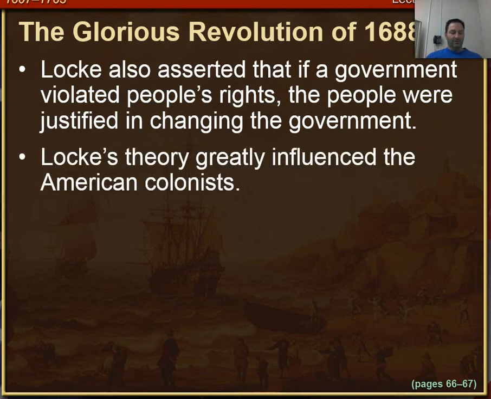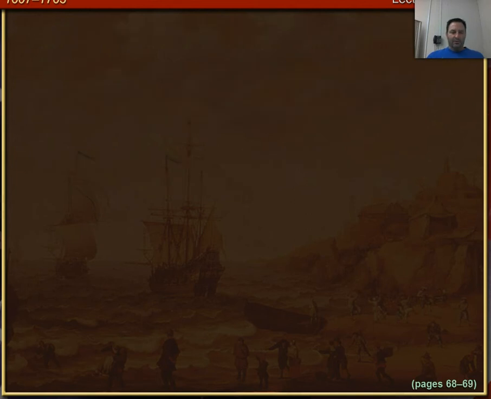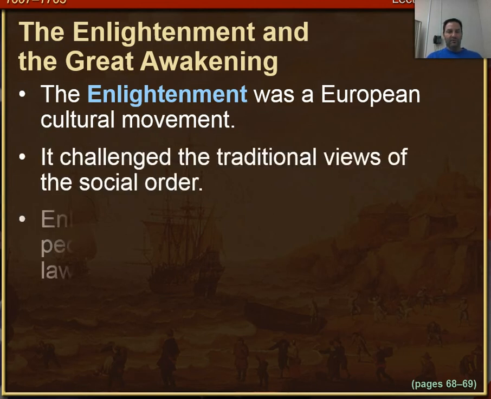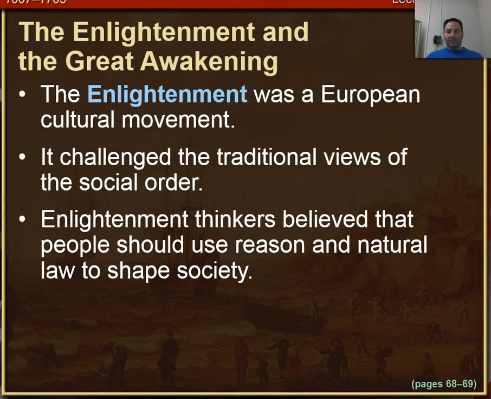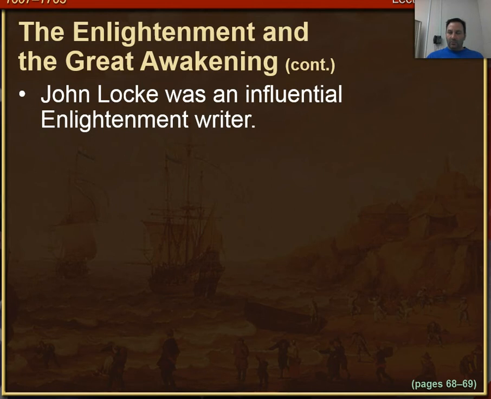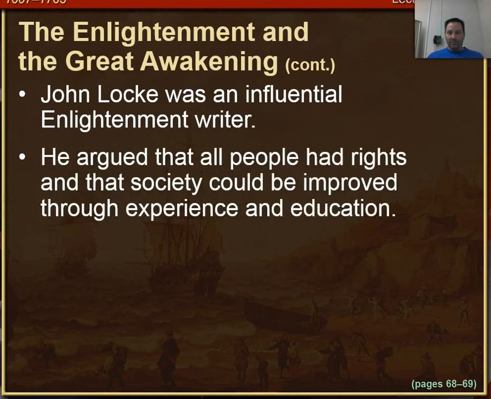Locke's theory greatly influenced the American colonists, so much so that it's well documented in the Declaration of Independence, which we talked about last year in world history. So other than John Locke, how does the Enlightenment affect the United States and the Great Awakening in the North American colonies? Okay, so the Enlightenment was a European cultural movement. It challenged traditional views of the social order. Enlightenment thinkers believed that people should use reason and natural law to shape society. John Locke was one of these influential writers. He argued that all people had rights and that society could improve through experience and education.